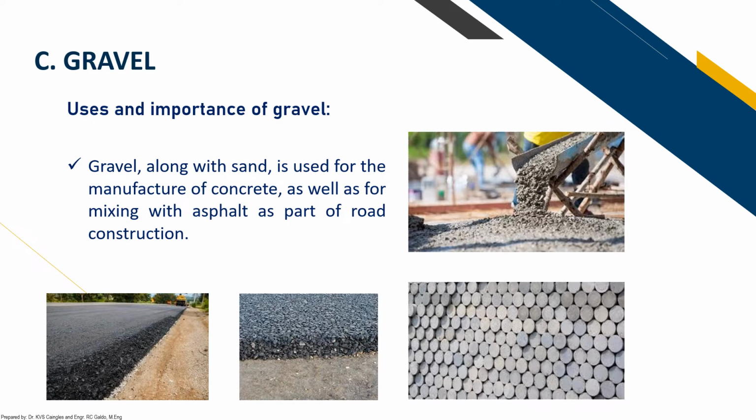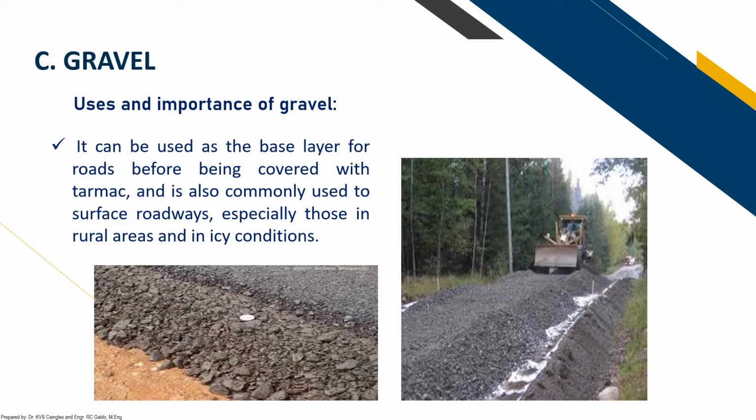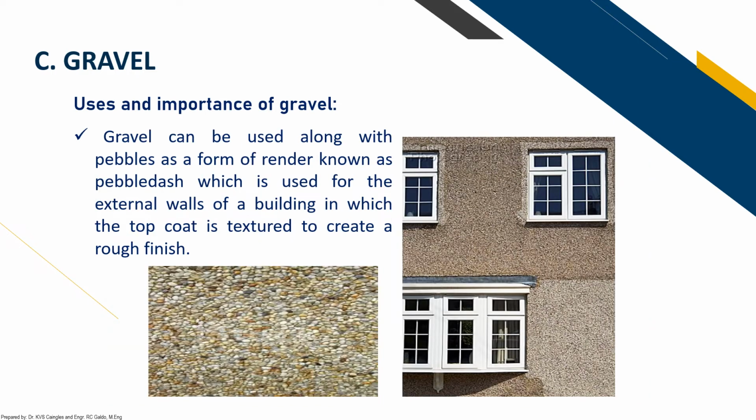So here are some of the uses and importance of gravel. Gravel along with sand is used for the manufacture of concrete, of course, as well as for mixing with asphalt as part of road construction. Gravel can also be used as the base layer for roads before being covered with tarmac, and also commonly used to surface roadways, especially those in rural areas and in icy conditions. Gravel can also be used along with pebbles as a form of render known as pebble dust, which is used for the external walls of a building in which the top coat is textured to create a rough finish. So you can also use gravel in your architectural finishes.